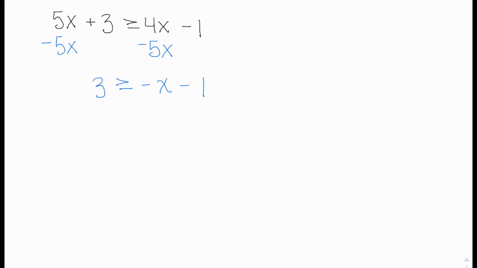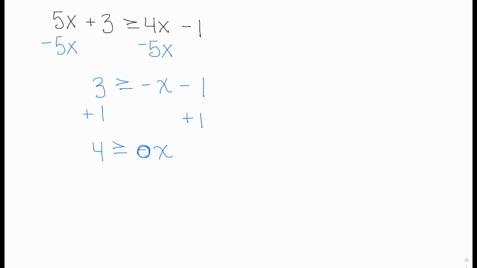If I do that, then I could add 1 to both sides. So add 1, and then we have 4 is greater than or equal to negative x. So we're almost done solving at this point, but it's not considered solved until the variable does not have a negative in front of it.